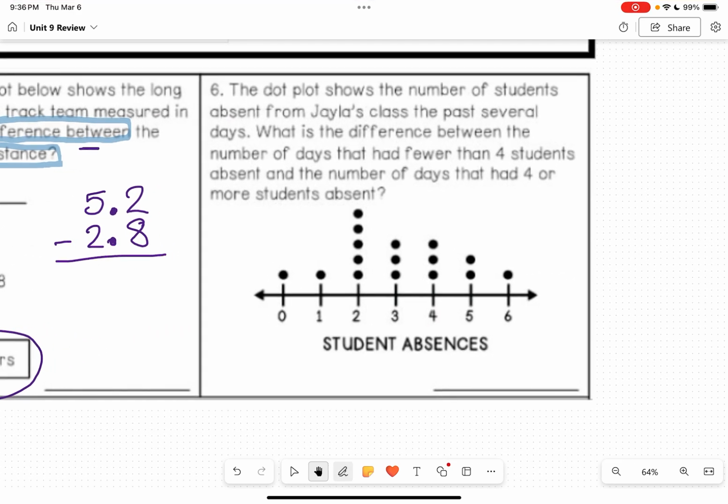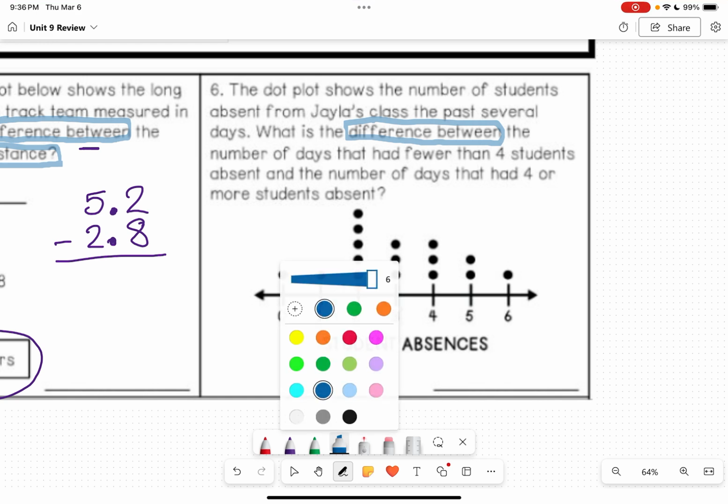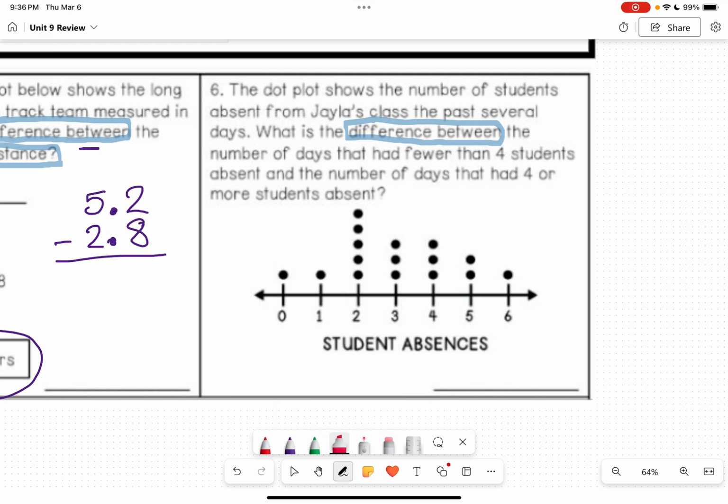All right, 6. The dot plot shows the number of students absent from Jayla's class the past several days. What is the difference, there's that word again, between the number of days that had fewer than 4? Oh, that's important. Okay, so fewer than 4. And the number of days that had 4 or more students absent. Okay, so I know that I have 2 different groups. Okay, I have fewer than 4, and I have 4 or more.